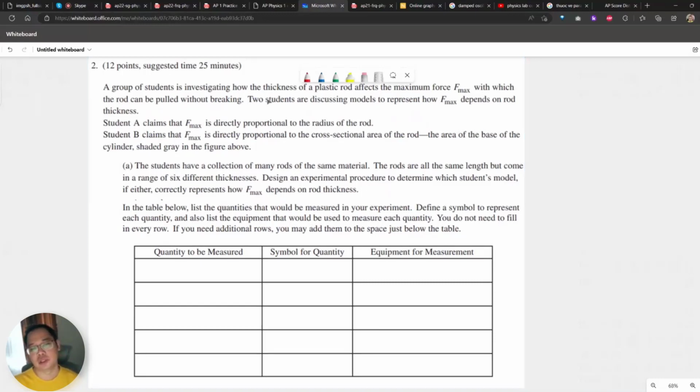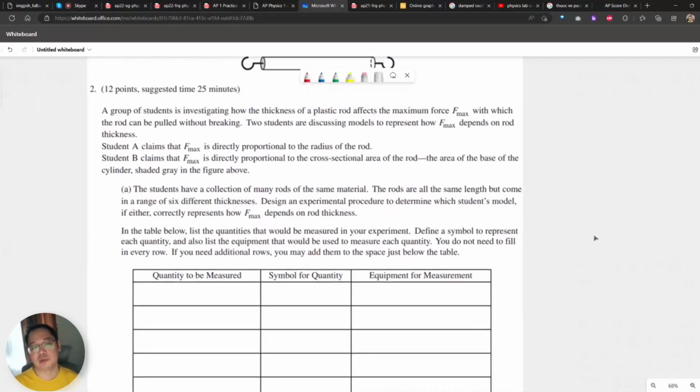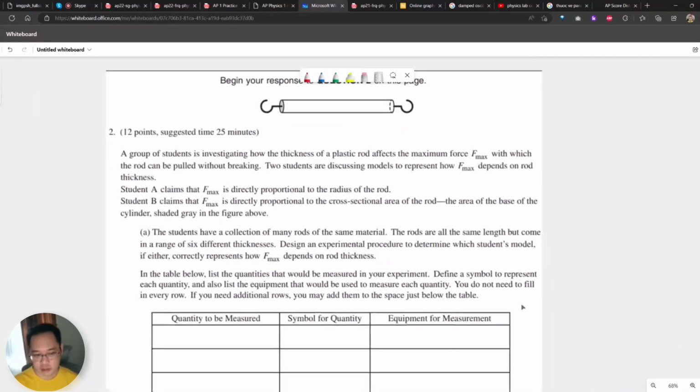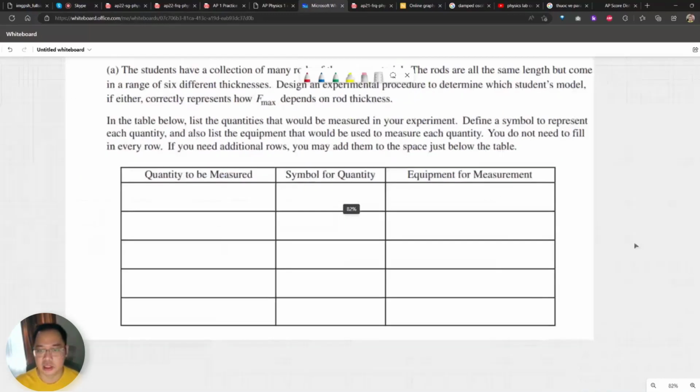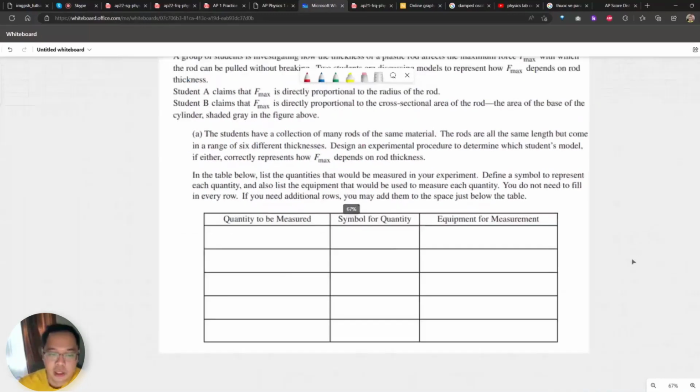This kind of question, an experimental problem, is a more difficult one to get a 5 on. So if you cannot do it, you can skip it. Only aim for the grade 4, huh? Yes. Just try your best first before quitting. When designing the experiment procedure, you do not need to fill in every row. You may add additional rows.